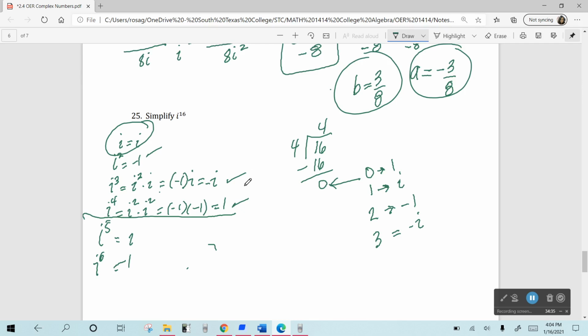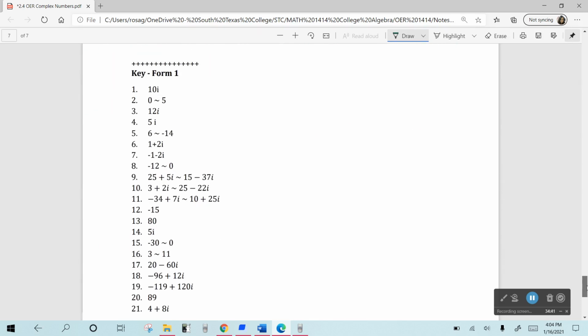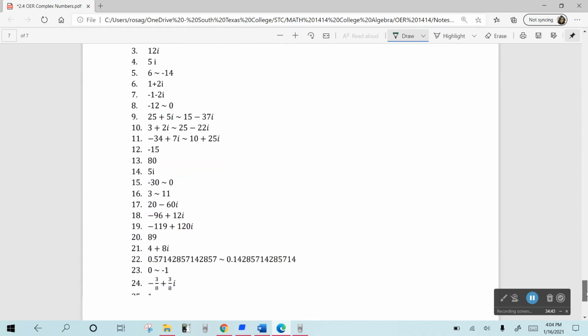Again, if you can do it with the calculator, go ahead and do that. But that's how you do it with the pattern. You also have the answers here on the bottom that you can always check.